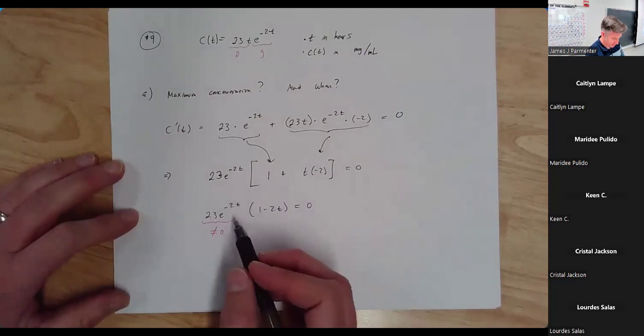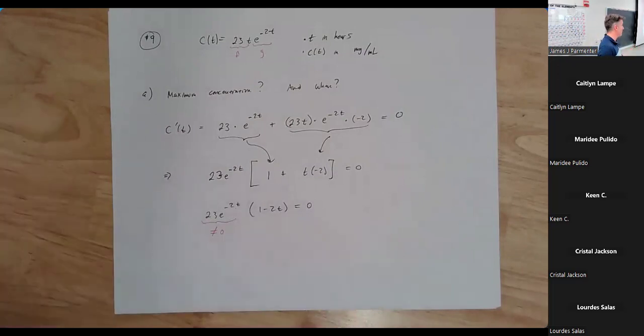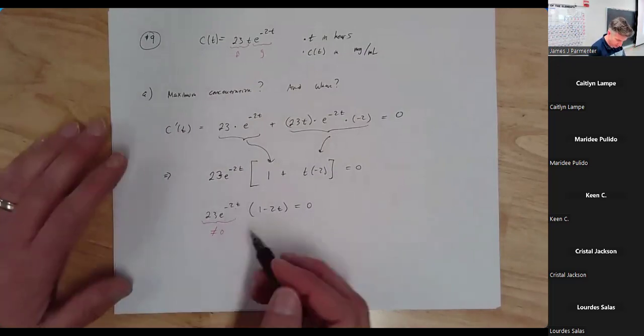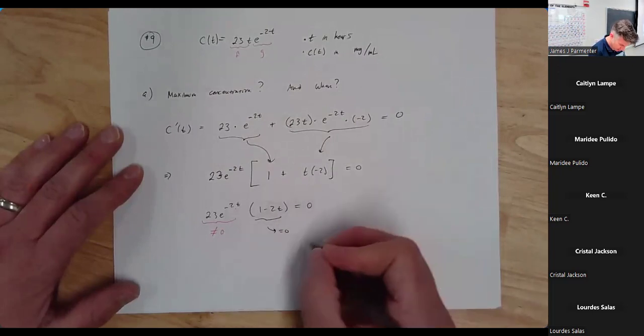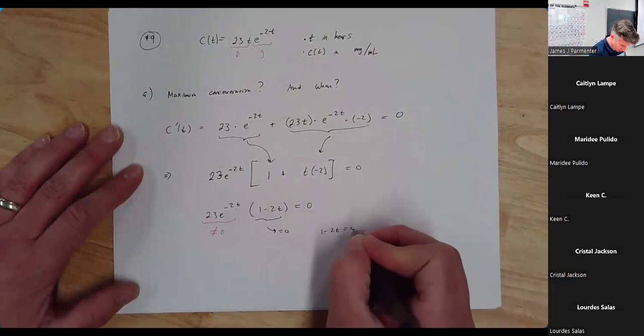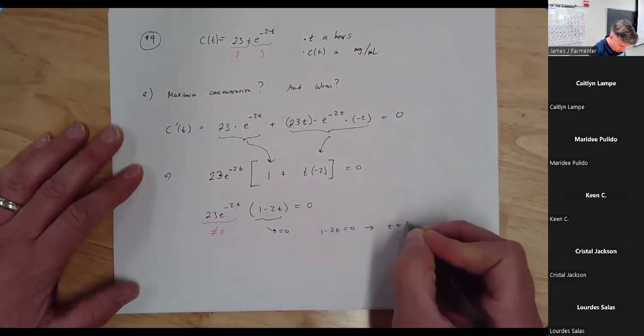But again, back to the point, e to the something is never going to be 0. So we don't have to worry about that. We're just going to set that equal to 0. And we're going to get 1 minus 2t equal to 0, which means t is equal to positive 1/2.